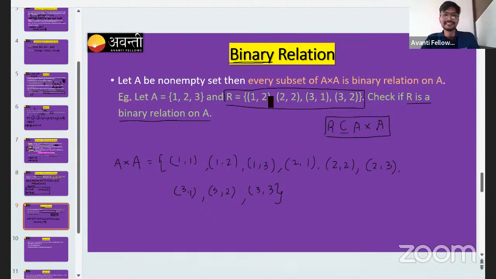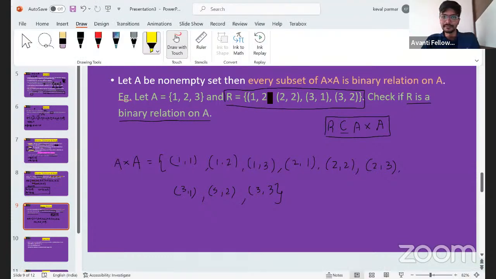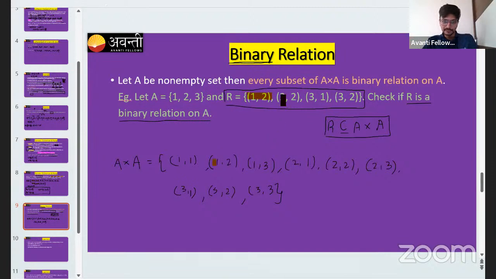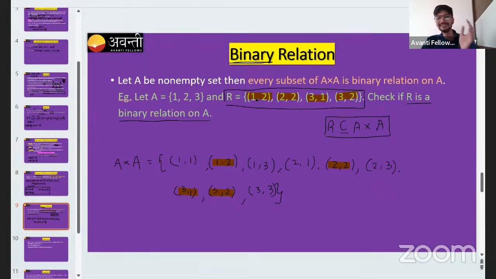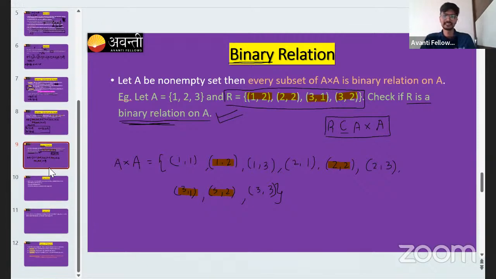Now I just have to see whether all these ordered pairs come in the Cartesian product. So 1 cross 2, yes, 2 cross 2, yes, 3 cross 1, yes, 3 cross 2, yes. So as we can clearly see, all the elements in R are picked up from A cross A, meaning R is a subset of A cross A. If R is a subset of A cross A, then by definition, R is a binary relation on set A. So I hope the binary relation example is very clear.